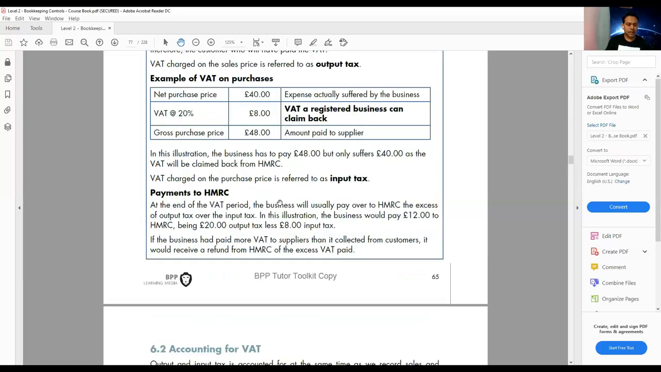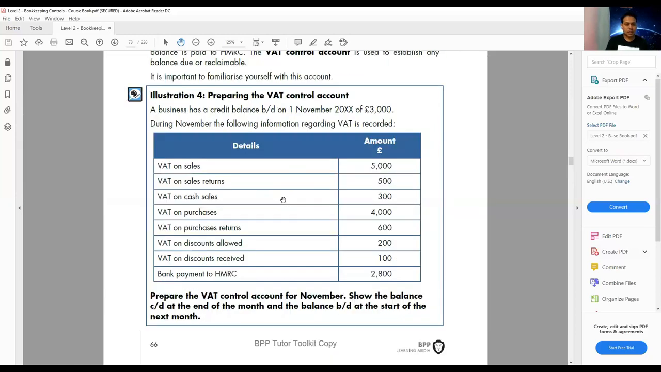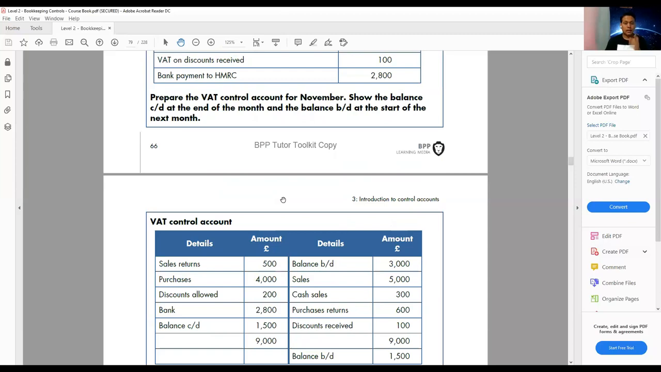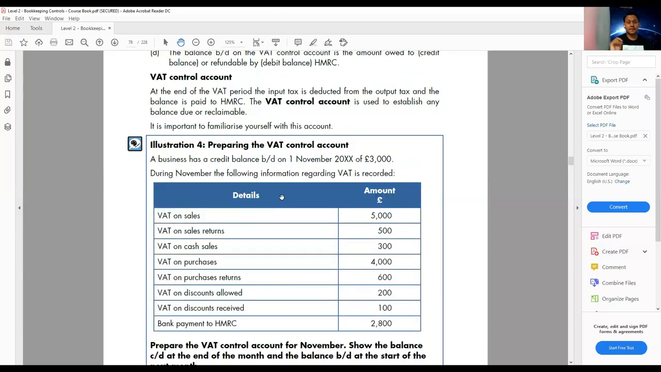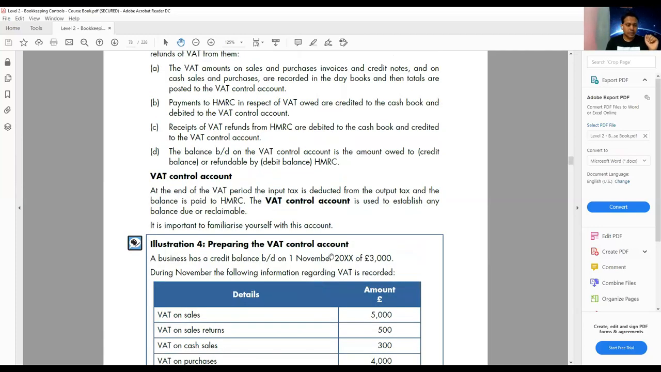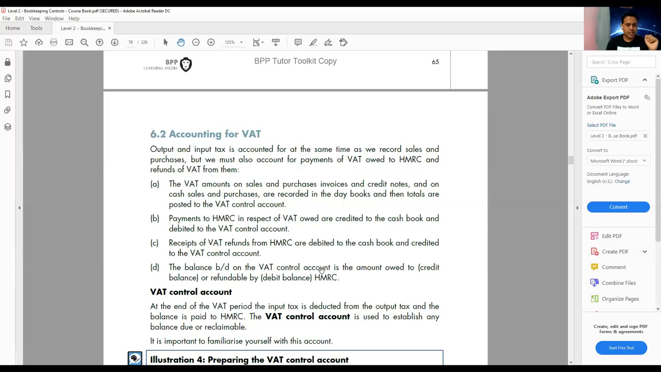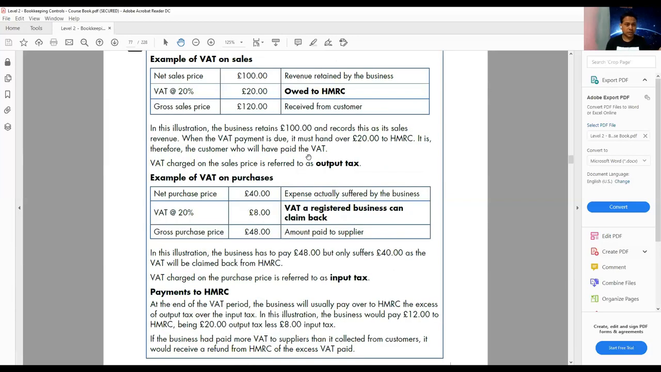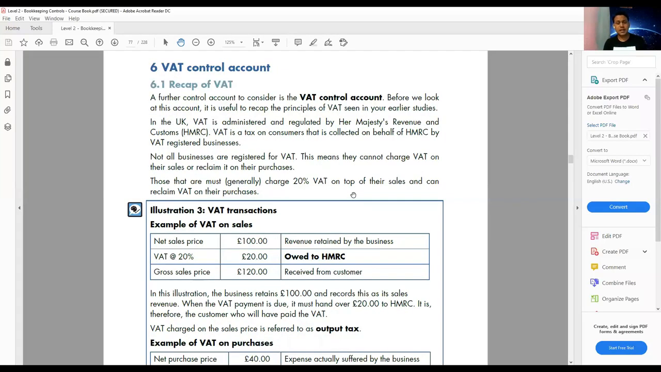VAT control account. Okay, let's talk about the VAT control account. VAT control account is a liability account. Remember that. Please make sure you read this chapter, because sometimes the theory questions come from here. That will help you to understand why it is important to prepare the VAT control account. It's a further control to consider.